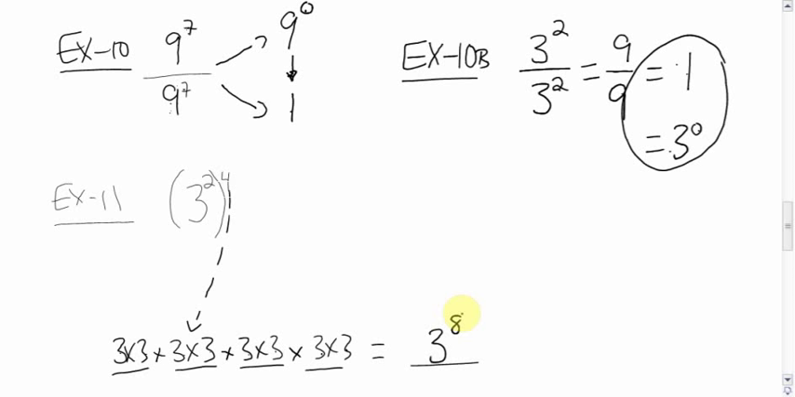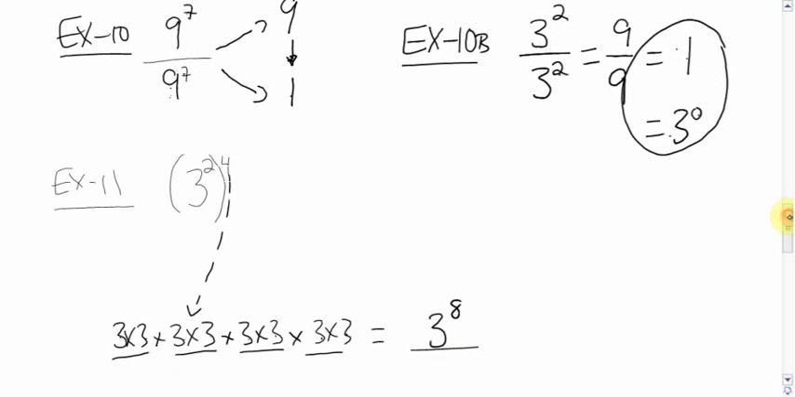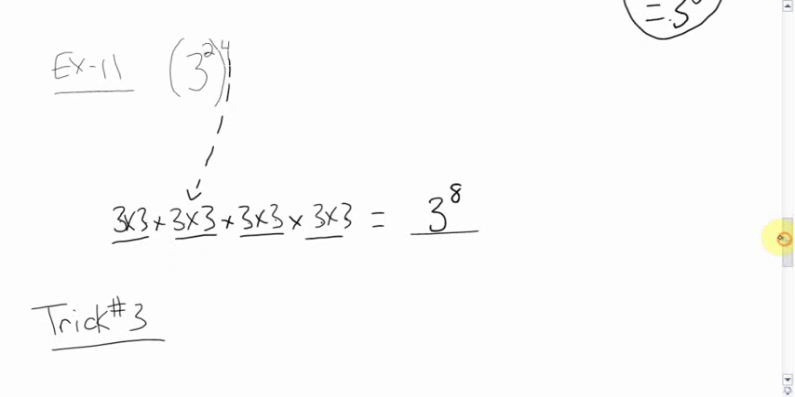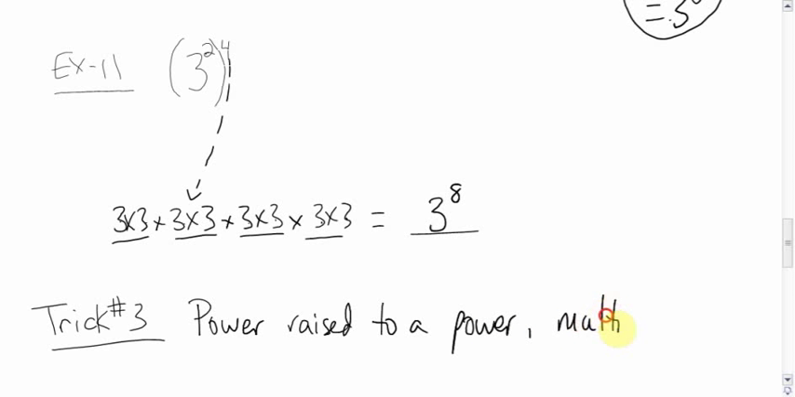Remember, there were 3 tricks, right? Do you smell a trick coming here? Oh yes, and hopefully you figured it out. When you have a power raised to a power, you multiply the exponents. So when there's a power raised to a power, you multiply the exponents.